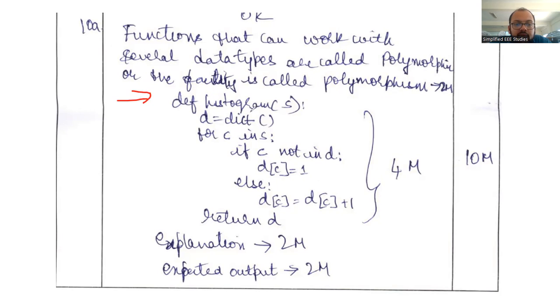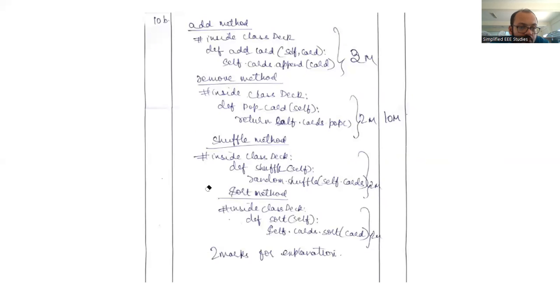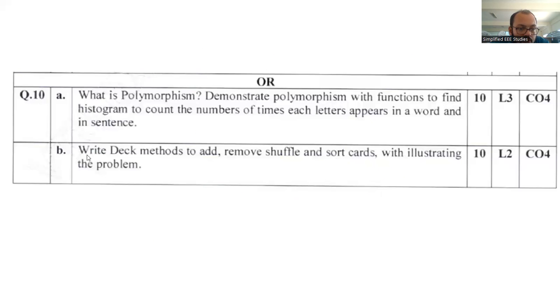You are creating a user-defined function called histogram by using the keyword def. Then you do the initialization and use a loop. Then you use conditional statements, and the expected output you will also explain. The weightage is 10 marks; you will get that. So present in this fashion, and definitely you can make it easily. Question number 10B: write the methods to add, remove, and shuffle the shortcuts, illustrating with a program.